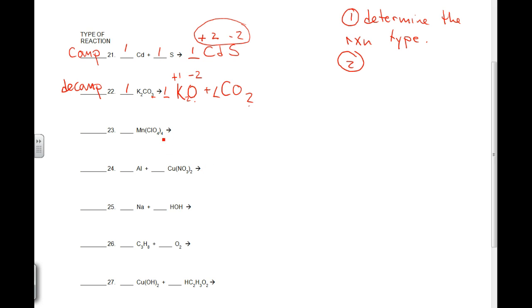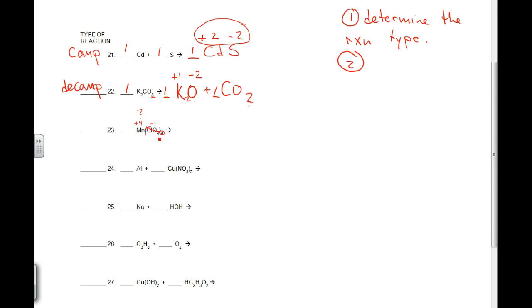Number 23 is tricky. Manganese is a transition metal, so we don't really know its charge. But we can find its charge based on this. I find on my periodic table that ClO4 is a -1. So I know there's a 1 here, and this 4 will tell me that manganese is a +4.